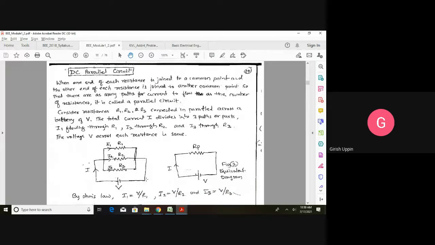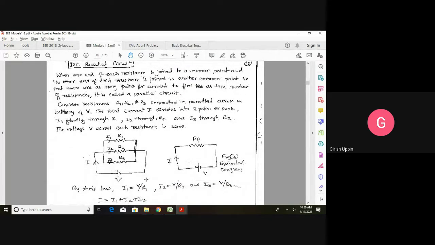Now, parallel circuit. How to know the resistors are connected in parallel? I told you the simple method is, if the current has multiple paths to flow. That is one thing. And the second thing, both ends of the resistor should be connected between two common points. So you can see here a common point, a node, and this is a common node. And each of these resistors R1, R2, R3 is connected between this point and this point, right?